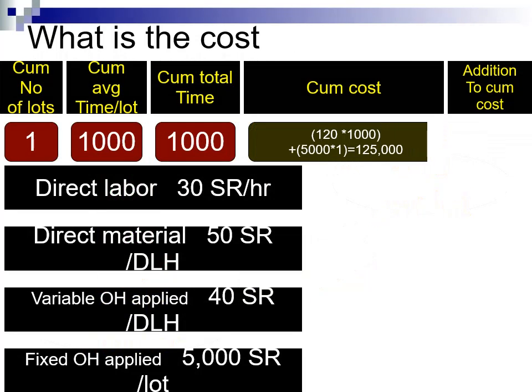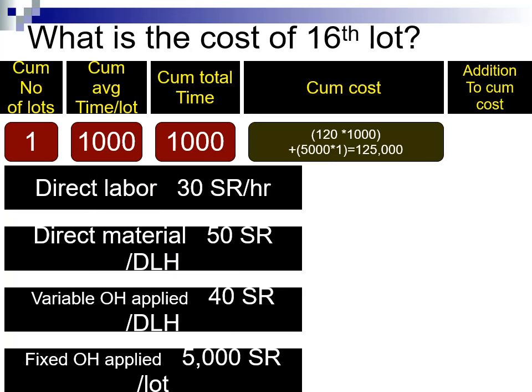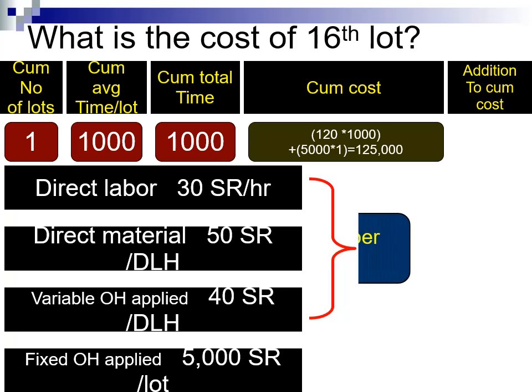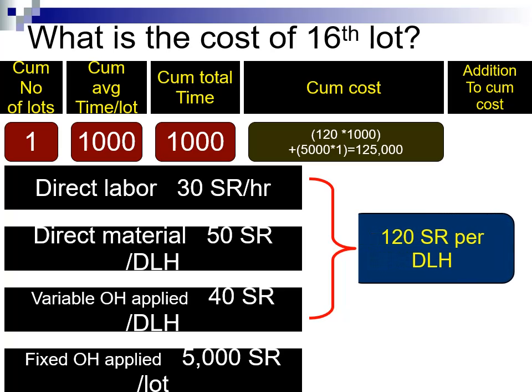The next question, what is the total cost of the 16th lot? Let's first calculate the cost of the first lot. The first lot will require 1,000 labor hours as given in the question earlier. The cost of each labor hour is the sum of direct labor, which is 30 Saudi Riyal, plus direct material of 50 Saudi Riyal per direct labor hour, plus variable overhead of 40 Saudi Riyal per direct labor hour, which will be equal to 120 Saudi Riyal per direct labor hour.